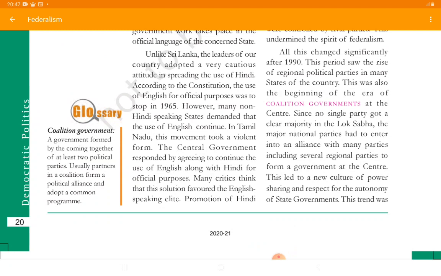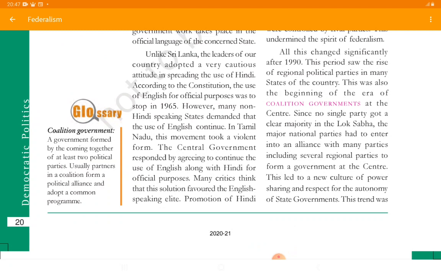I already told you what a coalition government was, but let's see again in the glossary. A government formed by at least two political parties coming together, usually partners in coalition, forming a political alliance and adopting a common program. So there is some set of rules which both parties need to obey, and they both can rule together on a single unit.